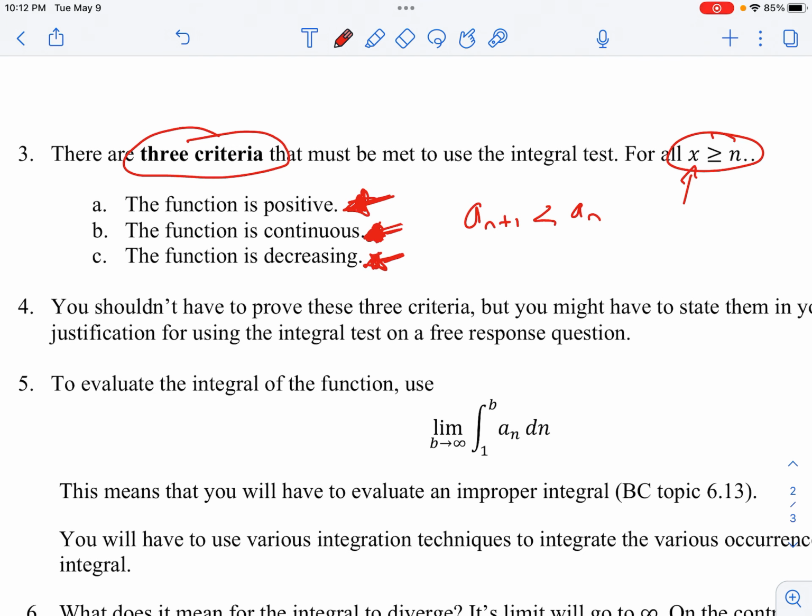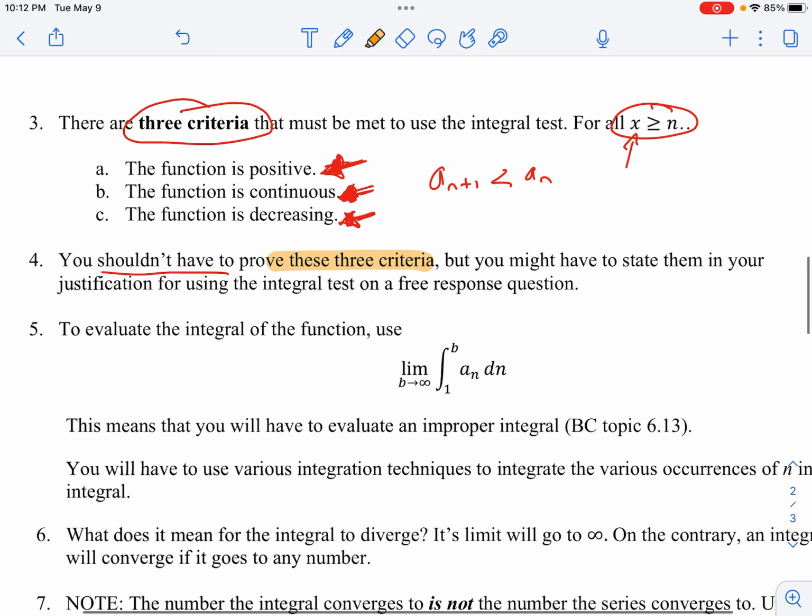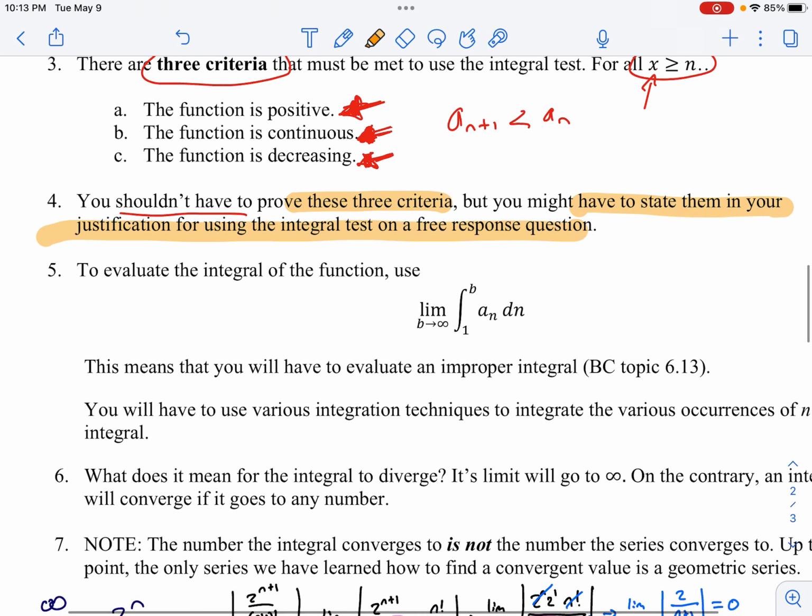Now here's the good news for AP calculus. You shouldn't have to prove these 3 criteria. Now, if it's free response or some type of question that's asking you to use the integral test, you might have to state that the criteria are true. Like, I can use the integral test because the function is positive, continuous, and decreasing. You just say that. You want to show it. But you need to know that those things need to happen.